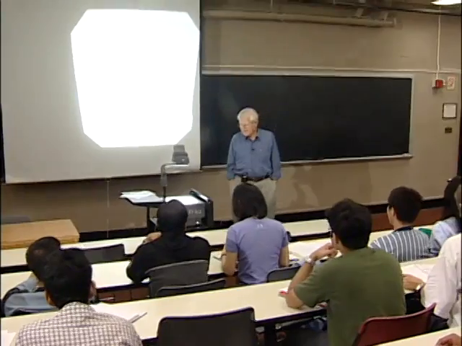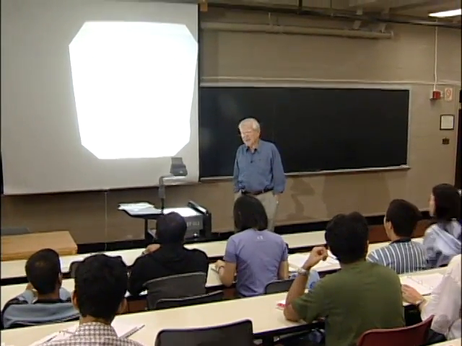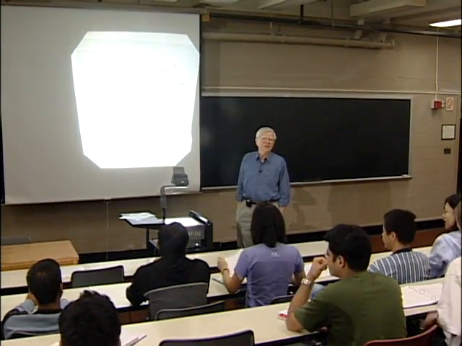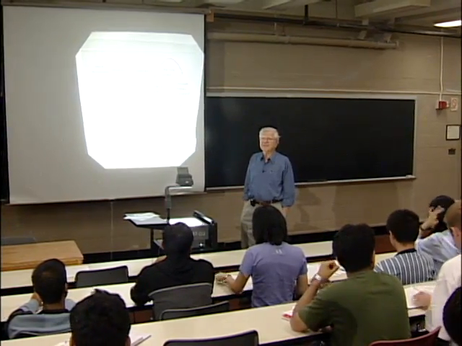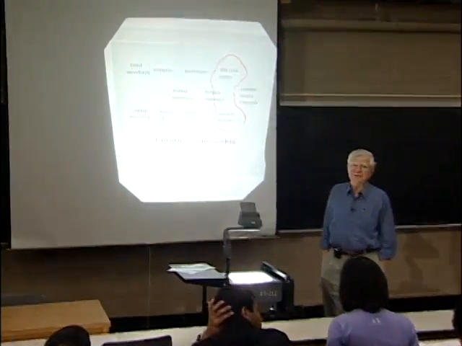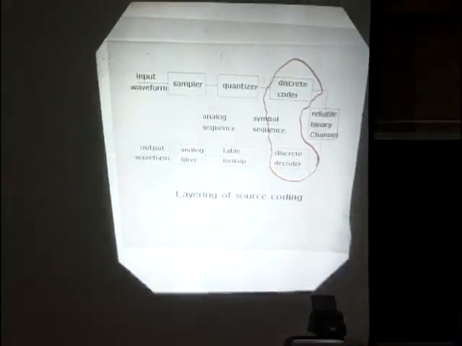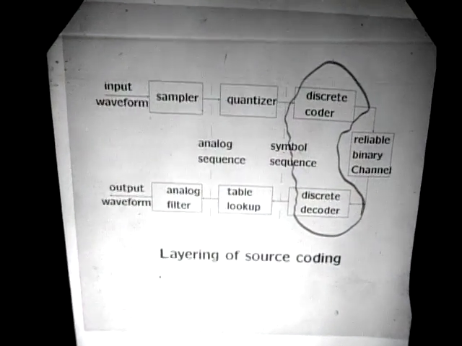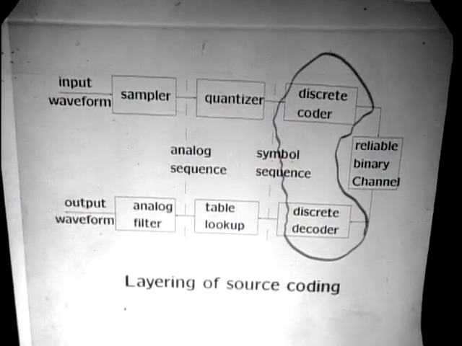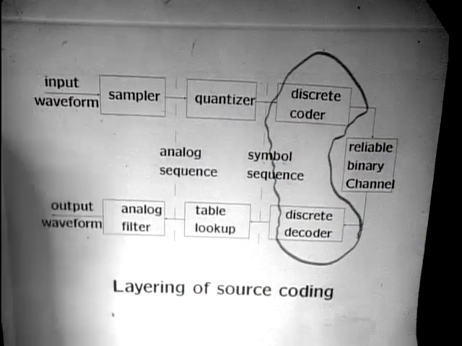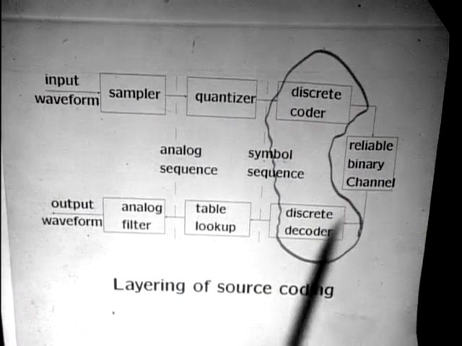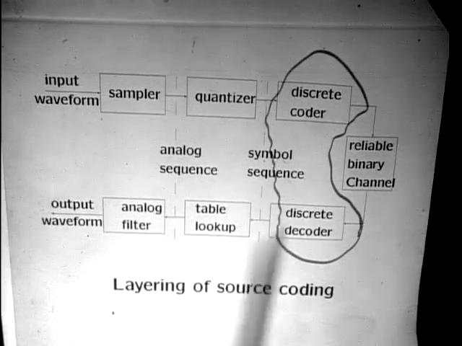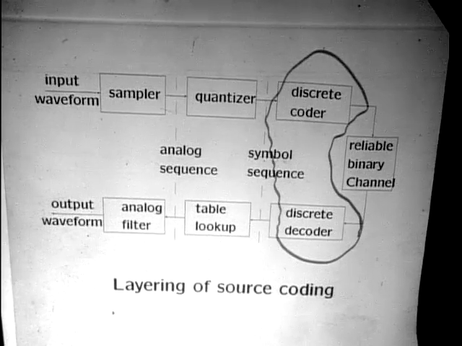Okay, just to review where we are, we've been talking about source coding as one of the two major parts of digital communication. Remember, you take sources, you turn them into bits, then you take bits and you transmit them over channels. And that sums up the whole course. This is the part where you transmit over channels. And this is the part where you process the sources.